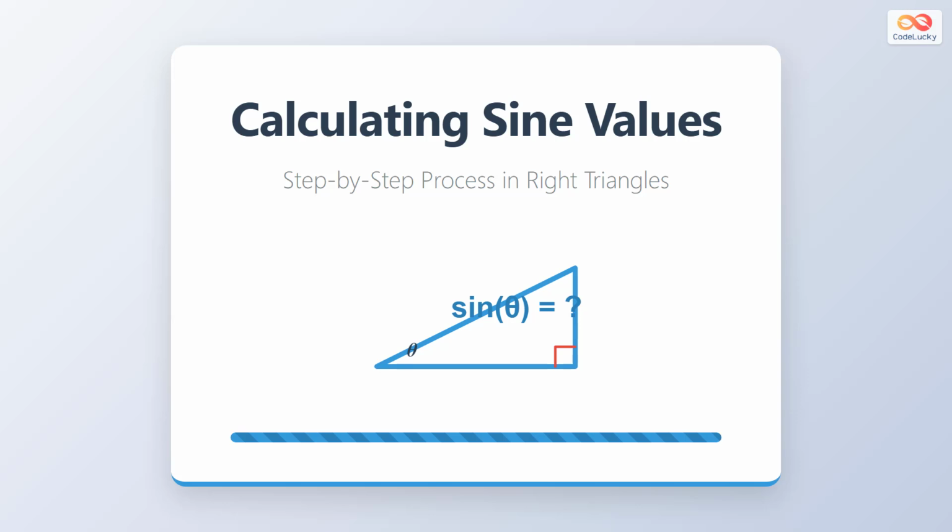Welcome. Today we are going to learn how to calculate sine values. Specifically, we will look at how to find the sine ratio in a right-angled triangle. This is a fundamental concept in trigonometry that is used in fields ranging from engineering to computer graphics.